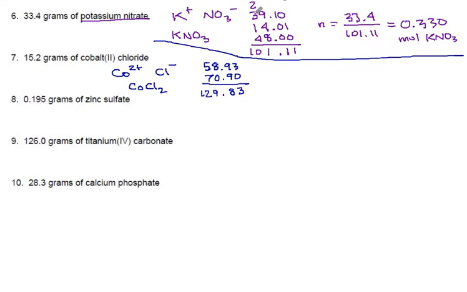So 129.83 is our molar mass, and our number of moles, I assume you're getting used to this, is our mass divided by the molar mass we just found. 15.2 divided by 129.83, 0.117 moles of cobalt 2 chloride.